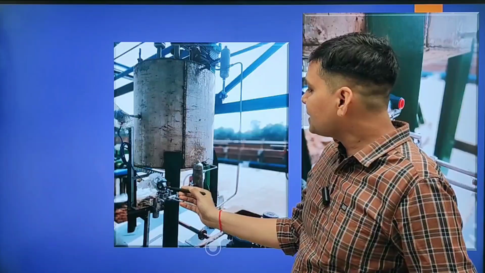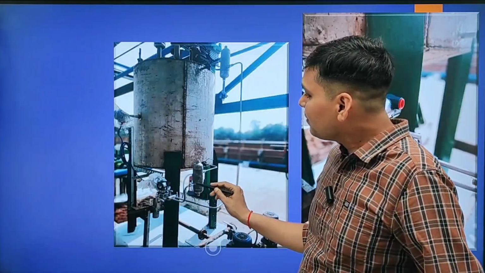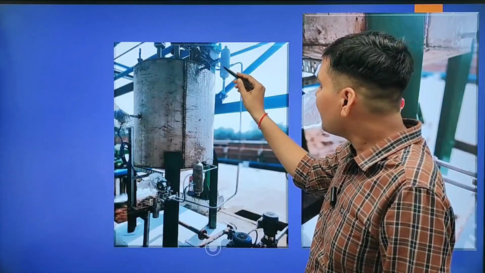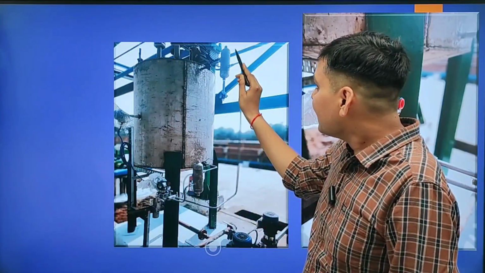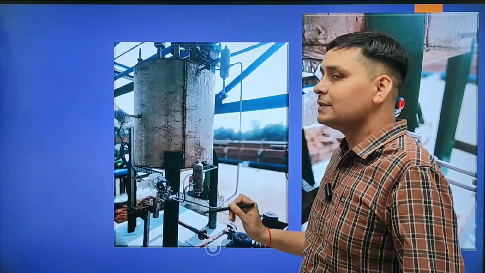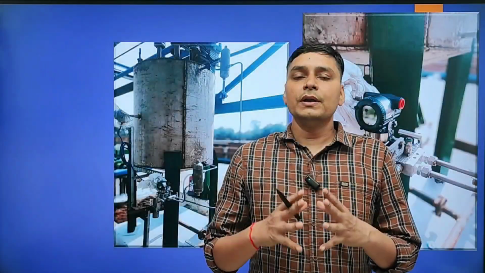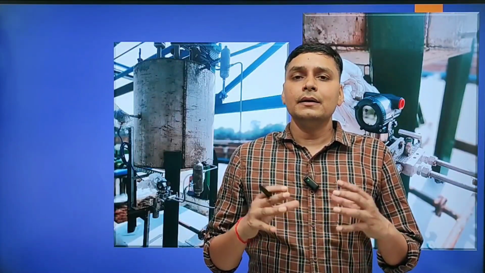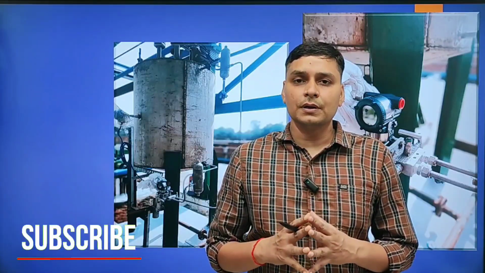Here DP type pressure transmitter is connected for level measurement. Here lower tap will be connected at HP port and upper tap will be connected at LP port. And here you will find these ports. These ports are condensate ports. Condensate ports are used for steam lines. When we are measuring the level and the fluid is steam, then we will use condensate port.